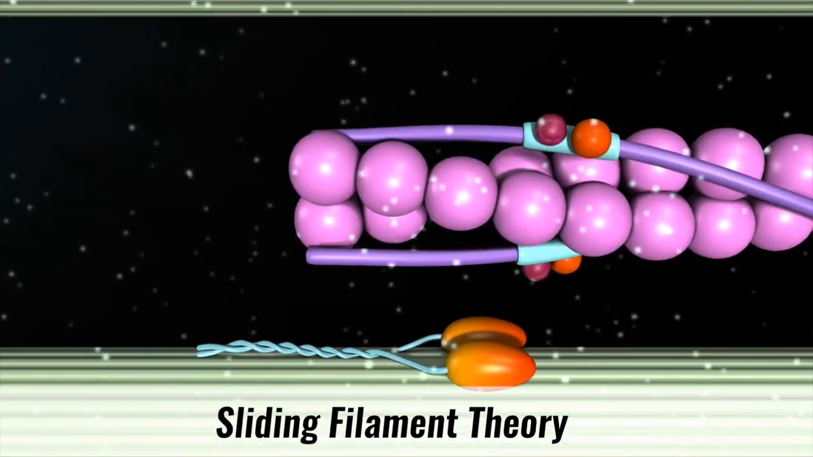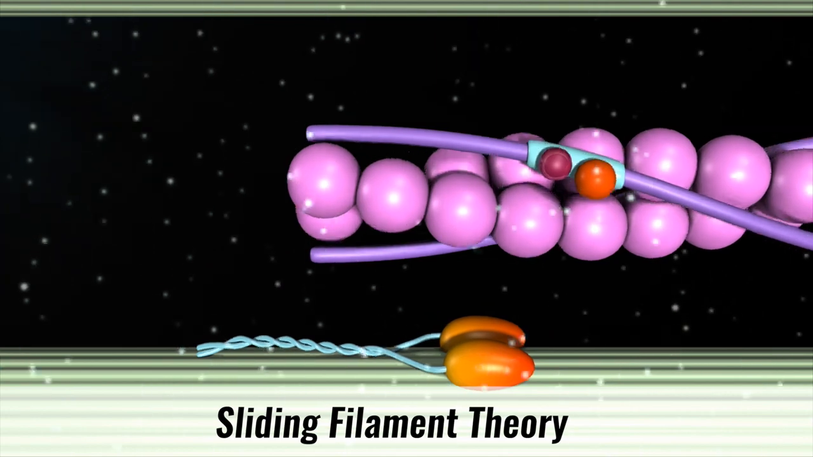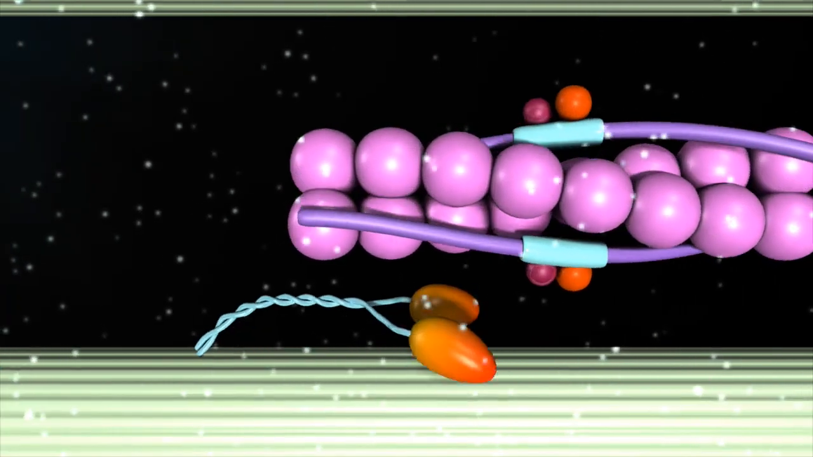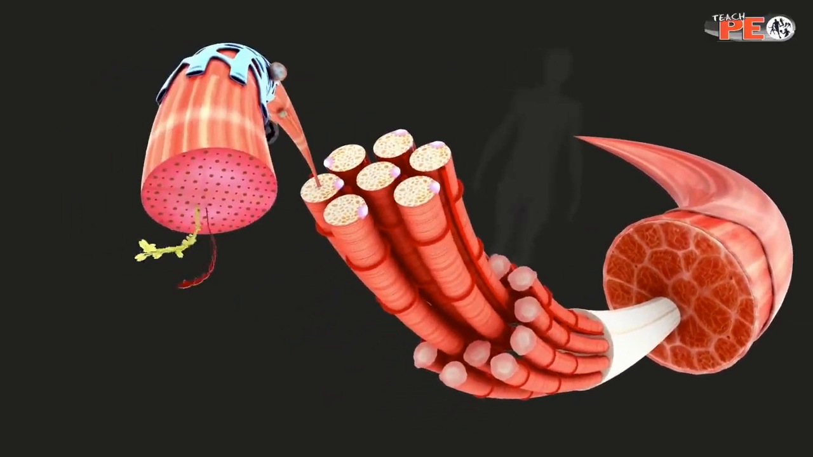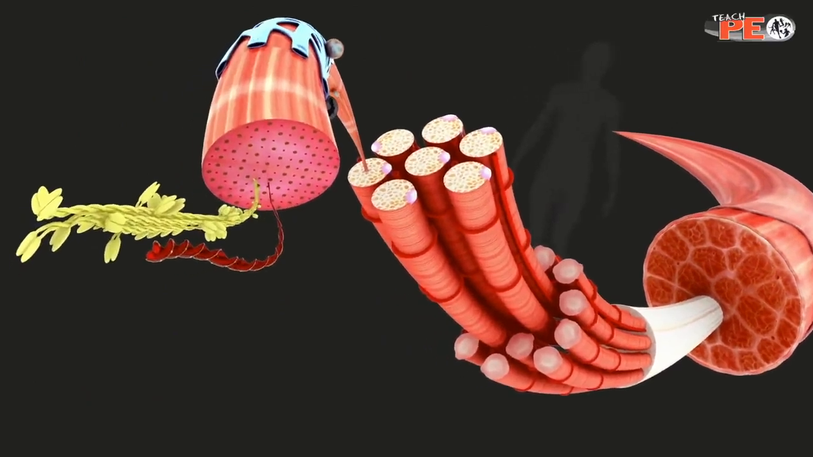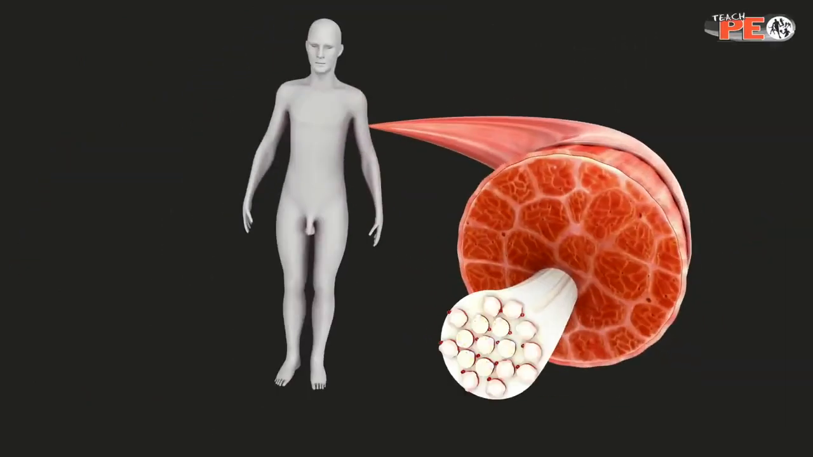Sliding filament theory is the mechanism by which muscles are thought to contract at a cellular level. An understanding of the structure of skeletal muscle is useful when learning how sliding filament theory works. Each muscle is made up of a number of bundles of muscle fibers.